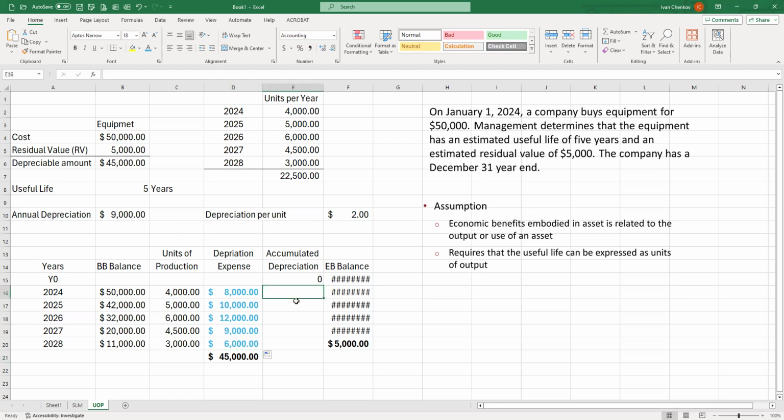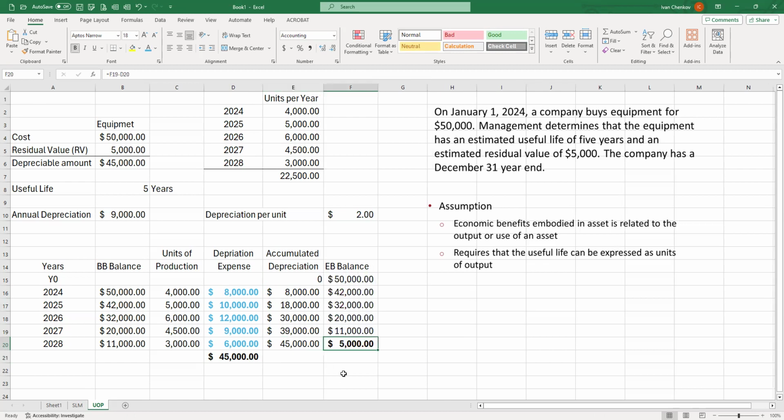How much will be our accumulated depreciation? In this case, it will be this one plus that one. So at the end of year 5, our accumulated depreciation will be exactly the same amount, $45,000. Ending balance should be equal to the residual value, always, regardless of which method we're using. And that will be our schedule for the units of production method.